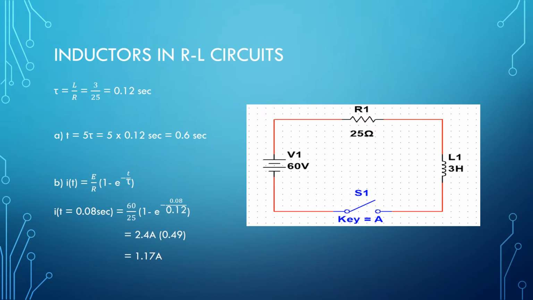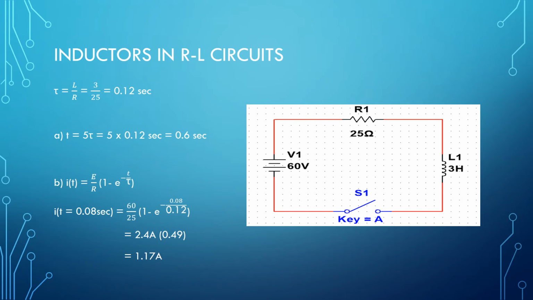So starting with part A, when we close the switch at t equals 0 and apply current to the circuit, the current will instantly flow through the circuit. However, the inductor will hold back this initial surge and takes a particular time to flow. This time is called the time constant, which is equal to L over R. Therefore, for this circuit, the time constant is equal to 3 henries divided by 25 ohms, which equals 0.12 seconds.